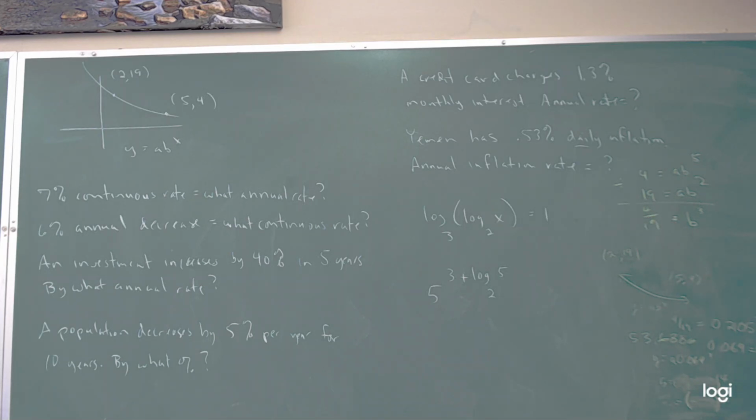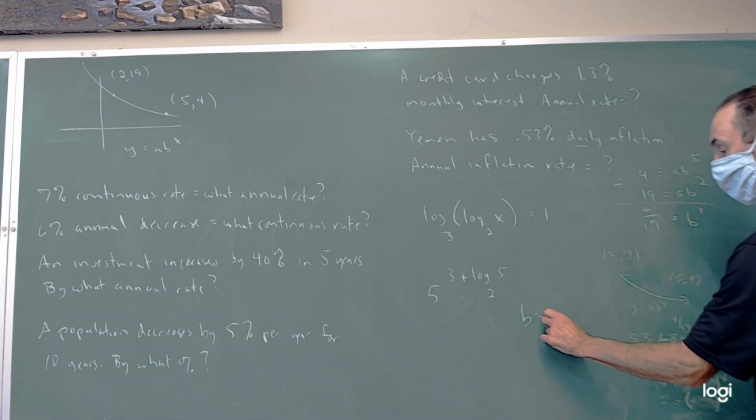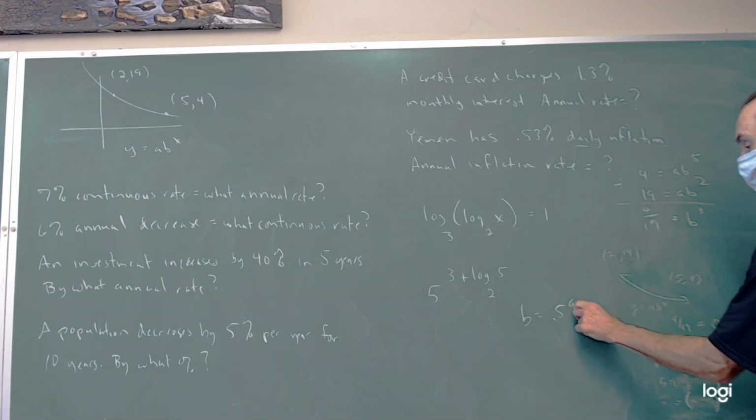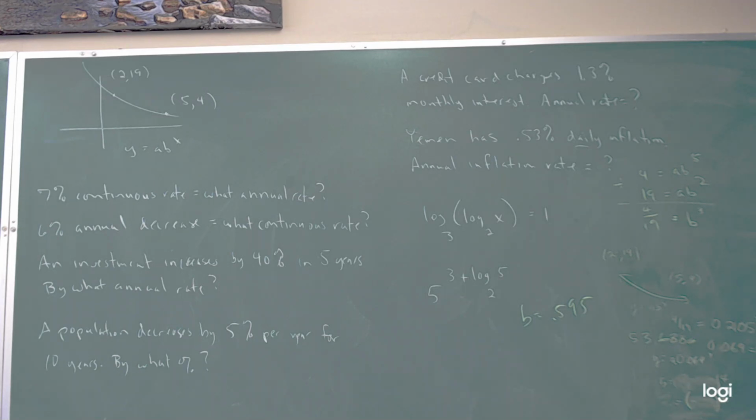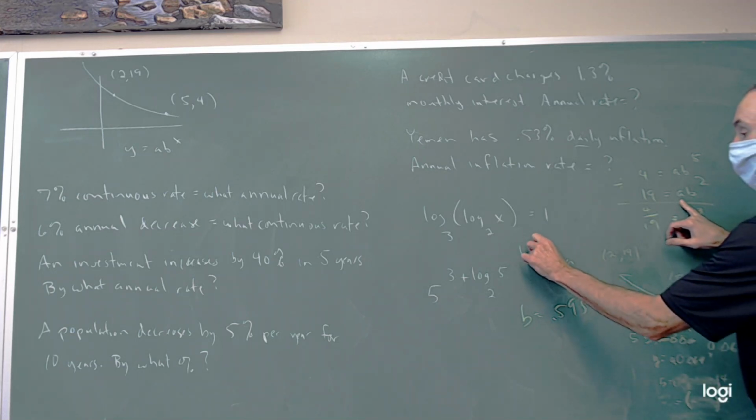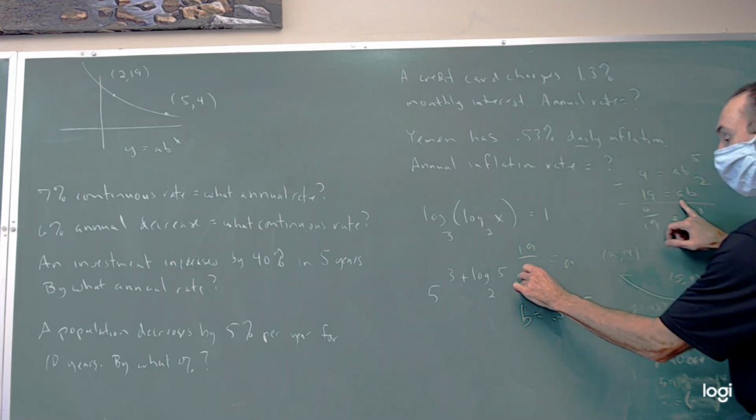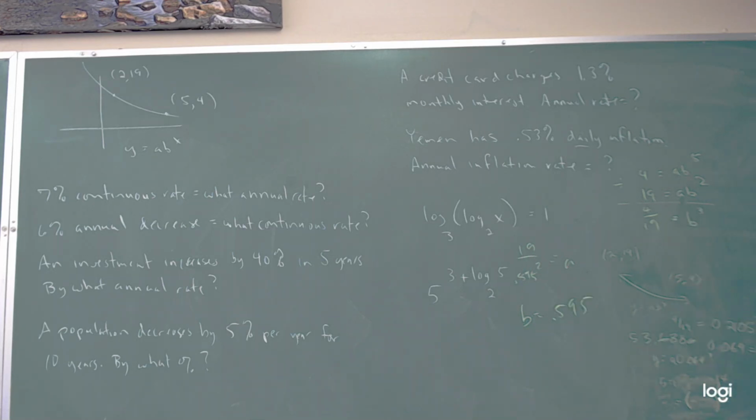We'll raise both sides to the 1/3 power, and I think we're going to get for b, what are we trying to get? For b, it's 0.59. What should it be? 0.595. And then once we know that, we can go back to either of the originals. And so I would pick probably the smaller one, and you can get a is going to be 19 divided by that b that we found to the second. And I think that's going to get us to a is 53.681. Is that right?